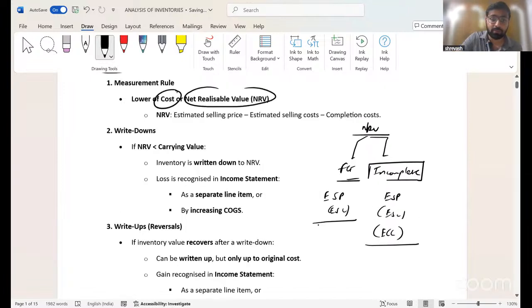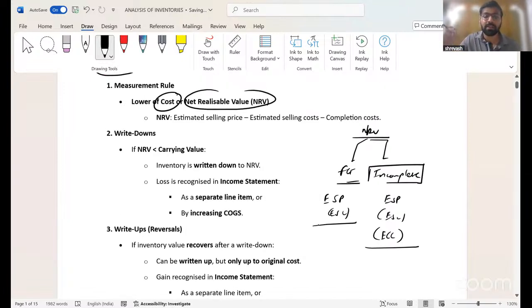So there are two types of goods that we deal with, finished and incomplete. And that's how you calculate NRV. NRV is estimated selling price minus estimated selling cost in case of finished goods. And in case of goods that are not yet finished, incomplete, you take estimated selling price minus estimated selling cost minus completion costs.